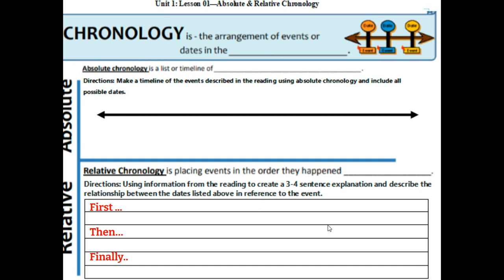Then you're going to go on, and in the space below, you are going to use the information from the reading to create a 3 to 4 sentence explanation and describe the relationships between the dates listed above. So you're going to write a short paragraph this time, not one sentence, but one short paragraph, trying to bring all those dates together. Essentially, you're going to be writing about the dates that you've circled and explaining how they go together to describe the history of what you read.